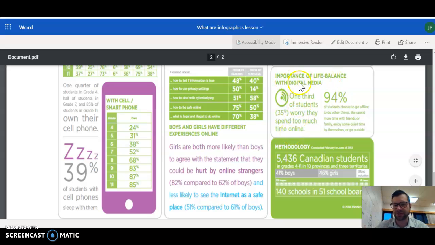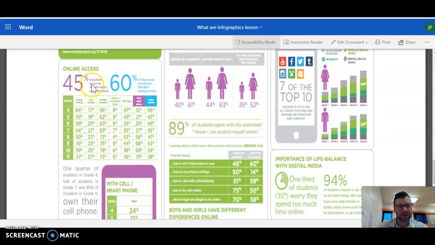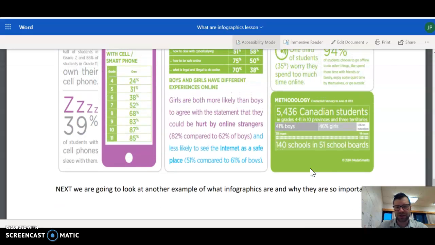So, importance of life balance with digital media. You can see all of the different ways that infographics are displayed here. And this is like a little chart here going through the grades about how many students have a cell phone or smartphone. Just a quick percentage here. There's another graph here, big percentage numbers. So these are all the different ways in which infographics are displayed. You can see a different type of graph down here. All of these little dots represent schools.